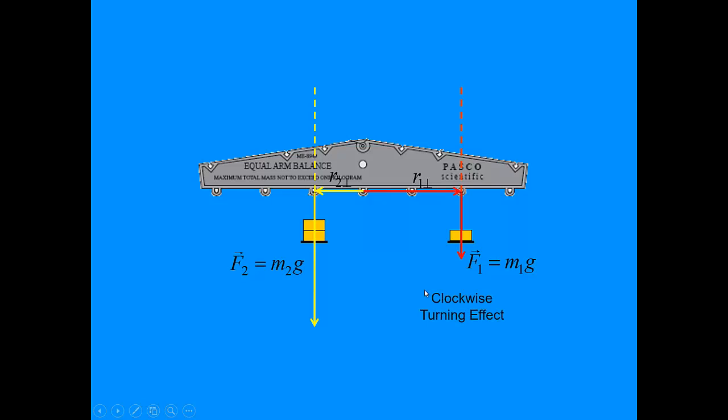This is called a clockwise turning effect. Why? Because as you saw earlier, if it was the only one, it would make it rotate clockwise. That means this one's called a counterclockwise turning effect. Because if it was the only one, it would try to make it rotate counterclockwise. So clockwise and counterclockwise, again, the 2 directions in rotation. That's how we distinguish these.